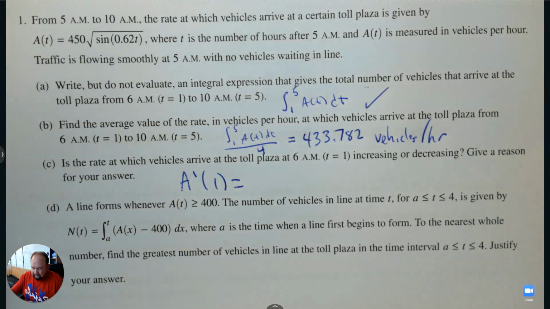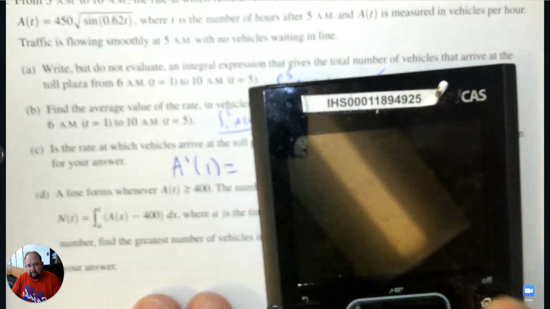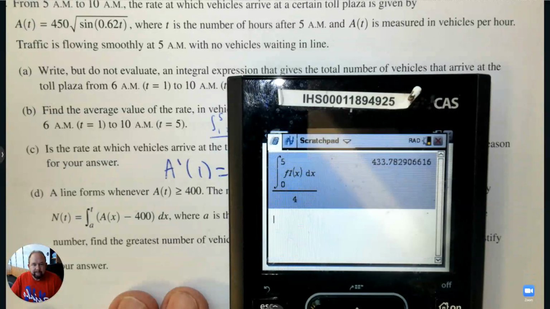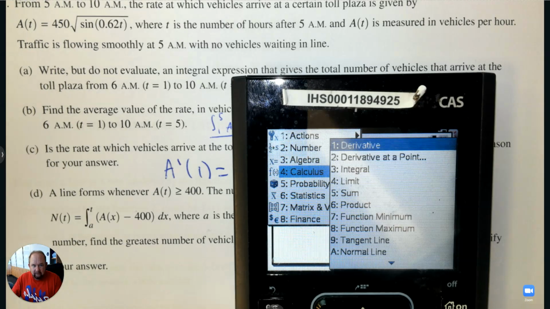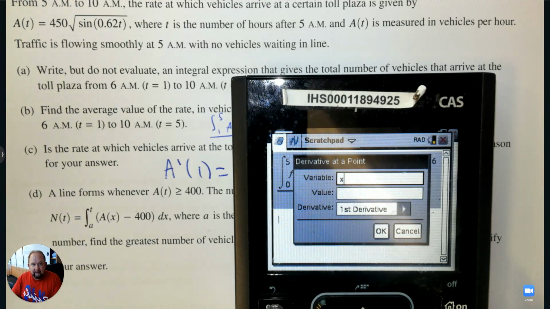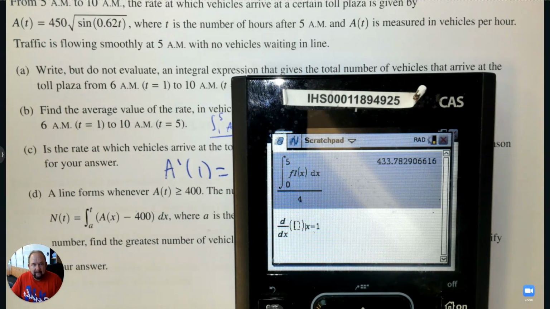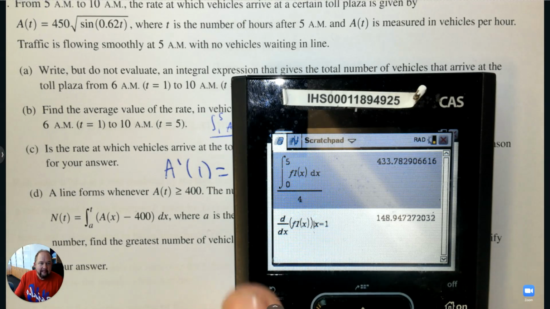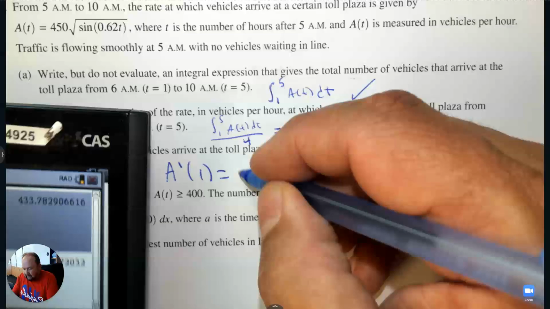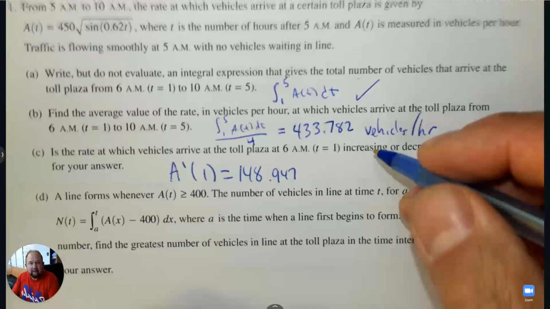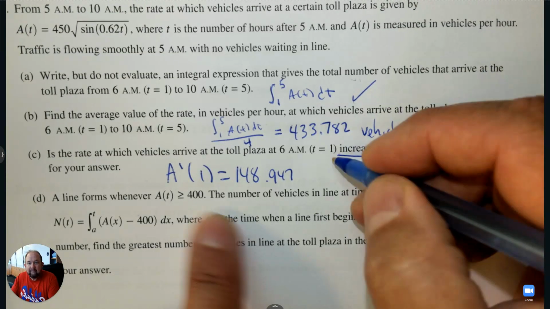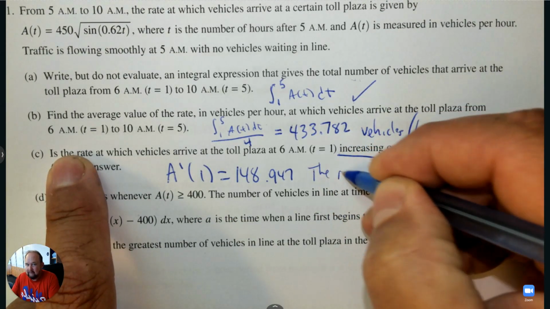Use your calculator. Again, I'm going to go menu, calculus, derivative at a point, and it's at 1. Then I just go F1 at x, control enter. What am I looking for? I'm looking to see if it's a positive value or a negative value. So the answer is the rate is increasing.